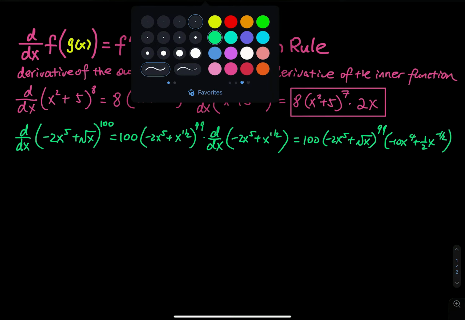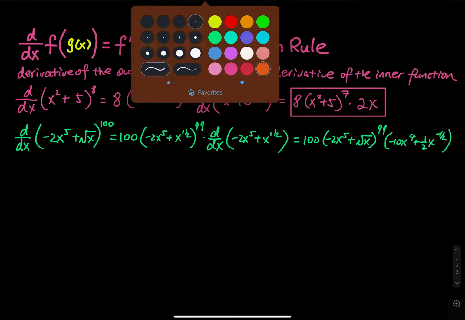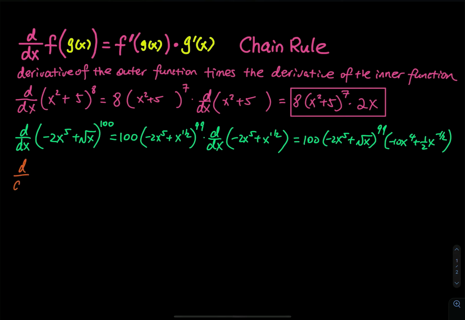And then the next function, let's change to a different color. Let's change to orange. So we have the derivative with respect to x. We have this one, let's use a square root for the outer function.